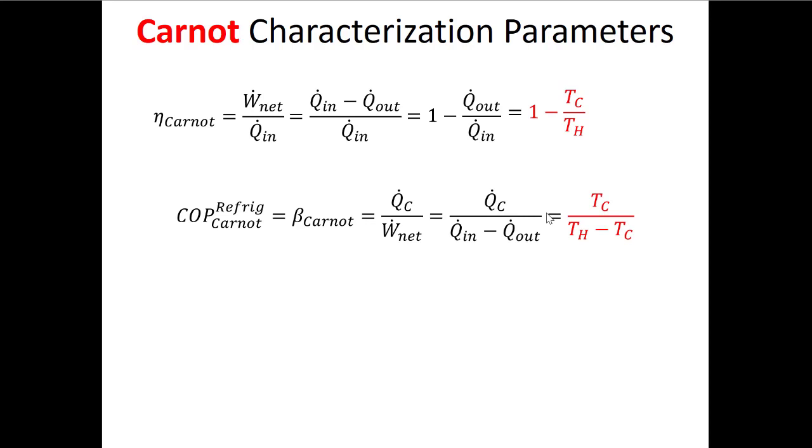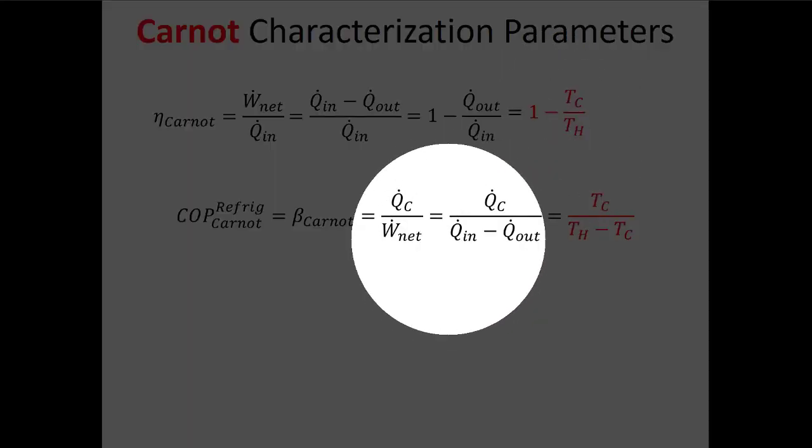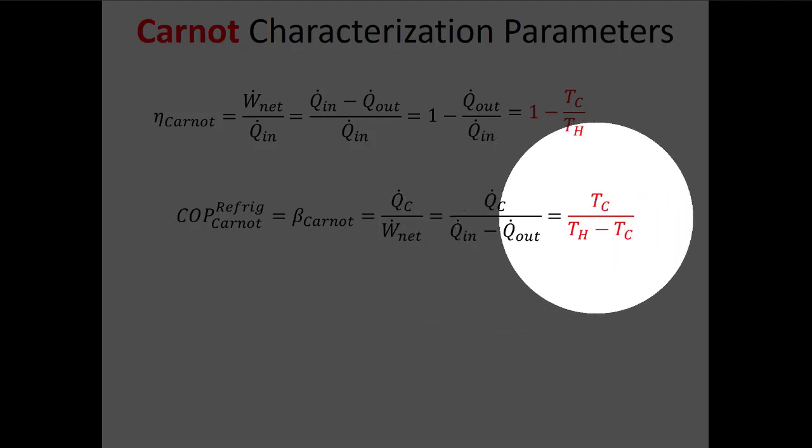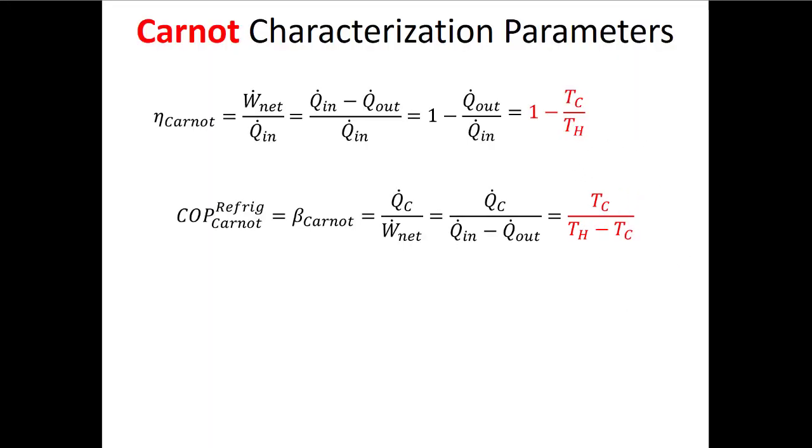If I'm looking for the Carnot coefficient of performance for a refrigerator, I again start with the real coefficient of performance for a refrigerator, but when I get to this ratio of Q dots, I can turn that into a ratio of temperatures.